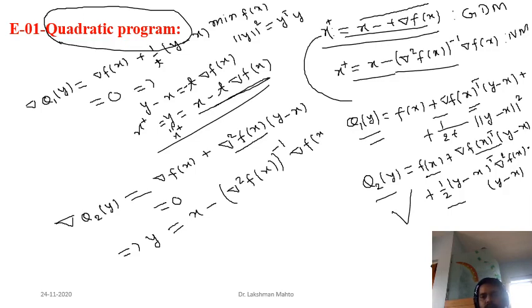What you observe is that y is just your updated point. So you can call it, y here is defining an update rule, and what is it? It is the Newton method.